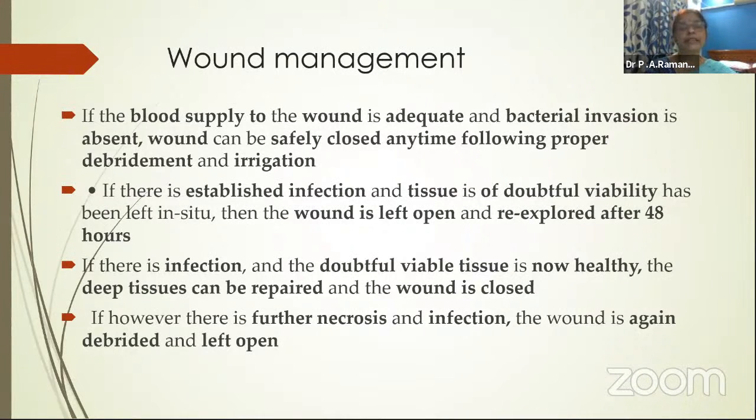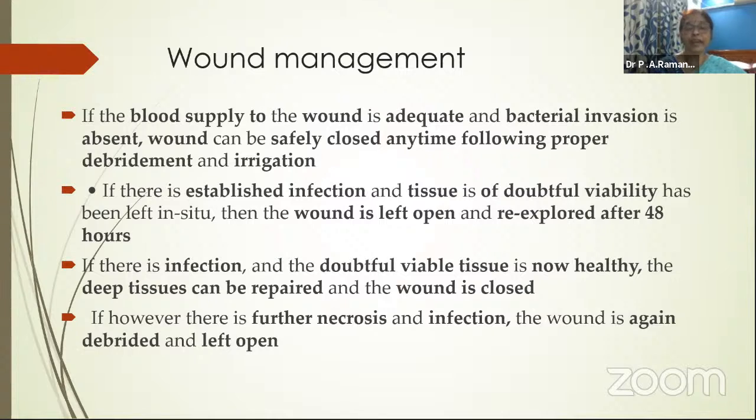Now, let us see the methods of wound management. How should we manage the wounds? If the blood supply is adequate and bacterial invasion is not there, you just irrigate and do proper debridement, and then you can primarily suture. But if there is established infection or viability is doubtful, you have to leave it open and then re-explore after 48 hours. If there is no infection and the wound is healthy, you can close it after 48 hours. This is called delayed primary intention.